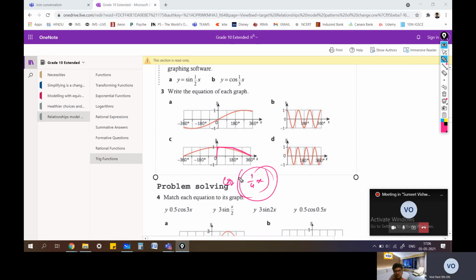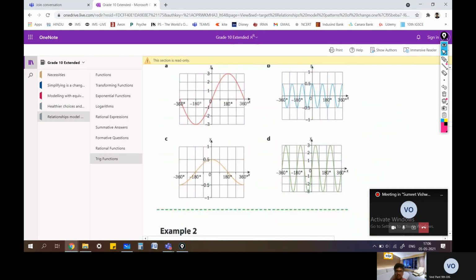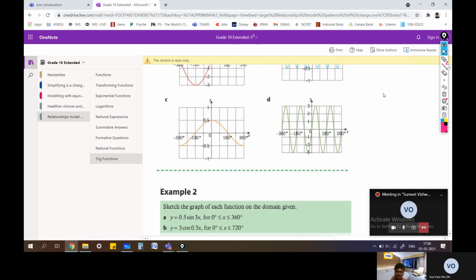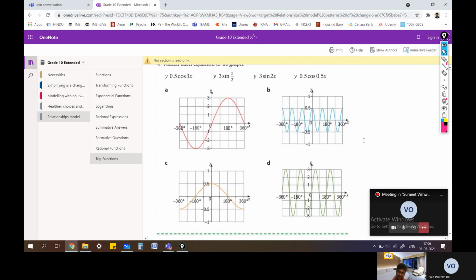For C, okay, now that is only for 1/4. For a single wave, I'm getting 1/4 wave. That is 1/4 wave. Okay, yeah. So try this math problem. Sure.